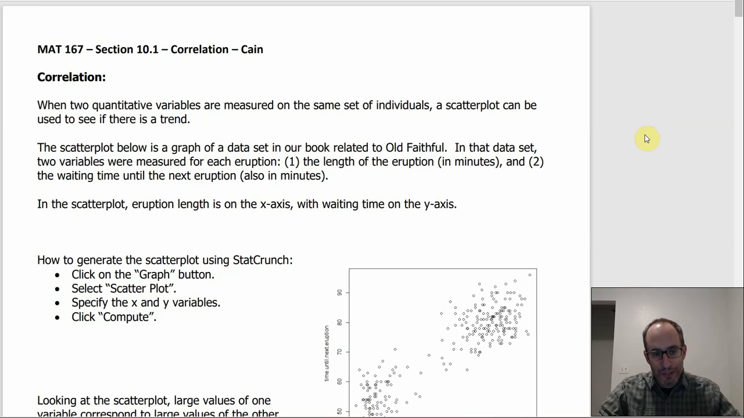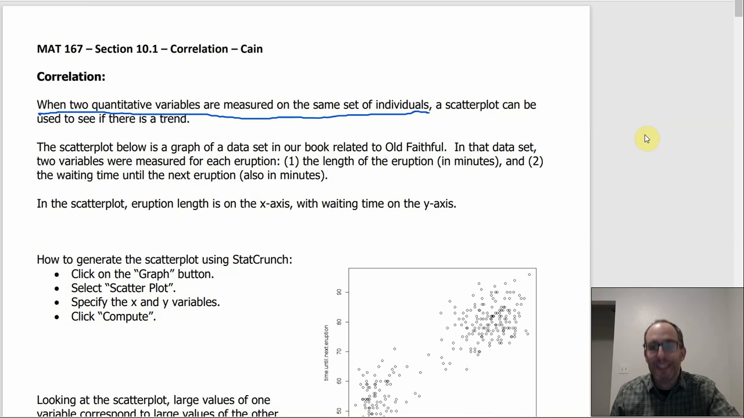So that's right where this begins. Look at this right here: when 2 quantitative variables are measured on the same set of individuals, and that's going to apply all the way through Chapter 10, you can make a scatter plot to see if there's a trend, like if large values of one variable go along with large values of the other.